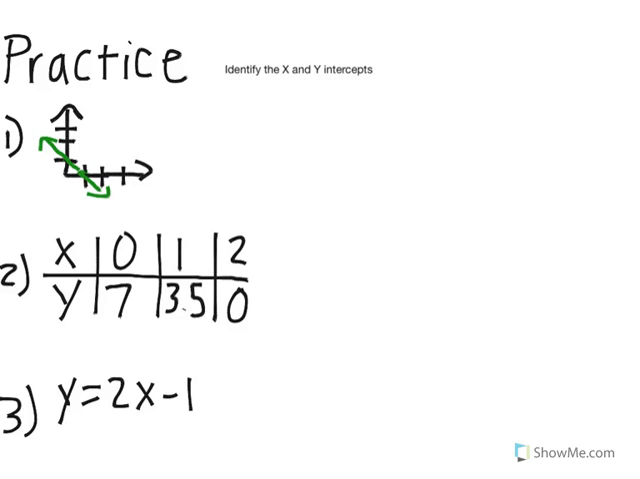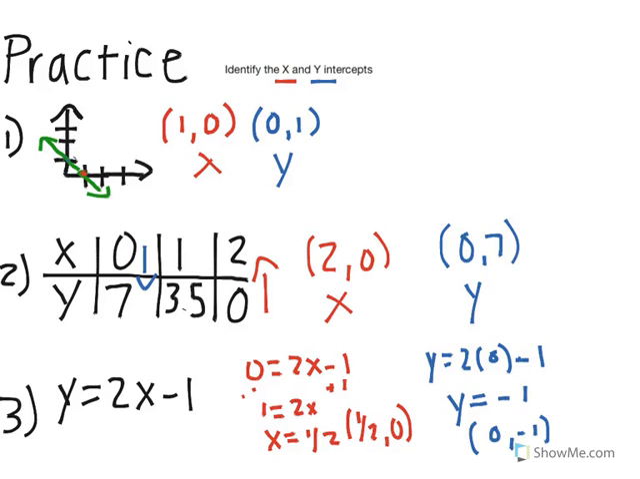Here's some practice. Using the following, determine the x and y intercepts. Pause the video now to solve out your answers, and then unpause the video to check if you got them right. Okay, here's the answers I got. For number 1, I got the x-intercept to be 1, so the point would be 1, 0. For y, the y-intercept was also 1, so the point would be 0, 1. And you determine this by just counting out on the graph.